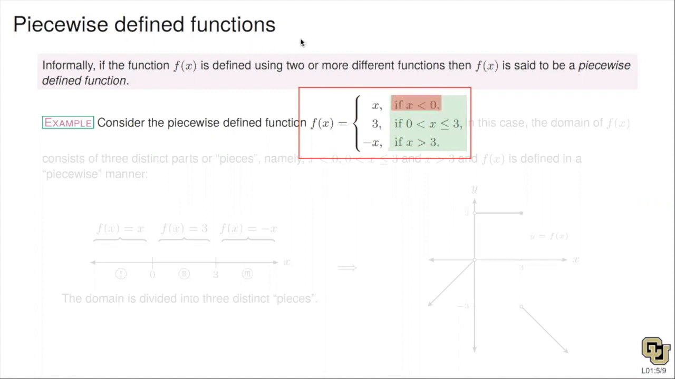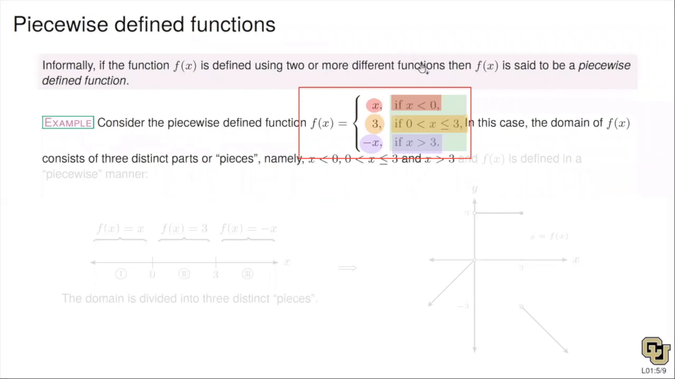Here's the first piece, x less than 0. Here's the second piece, x between 0 and 3. And here's the third piece, x greater than 3. And in each of these pieces, we've got a different definition for the function. If x is less than 0, then we define the function to be x. If x is between 0 and 3, we define the output to be 3. If the input is x greater than 3, if the input is to the right of 3, we define the output to be negative x. So this is how we can graph it, by just graphing the appropriate function in each piece.